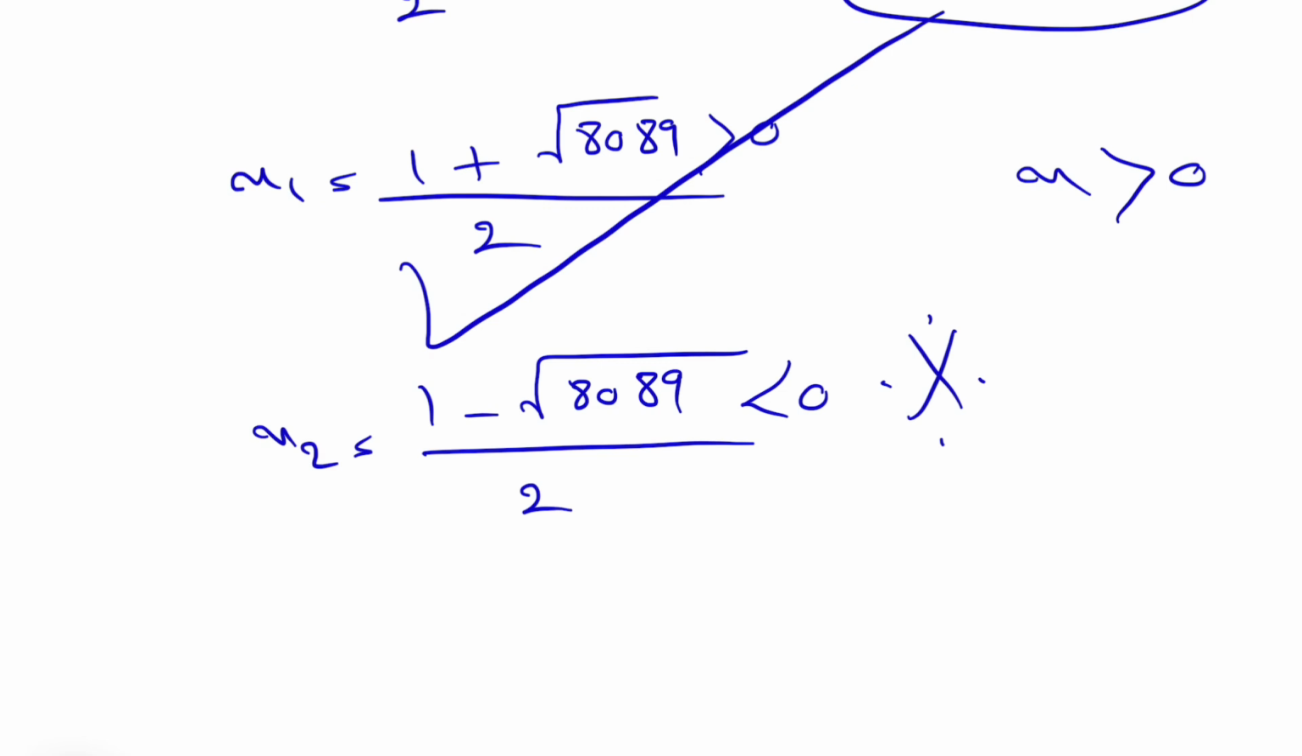So we will have 1 plus the square root of 8089, divided by 2, and that would be the final answer for this question.